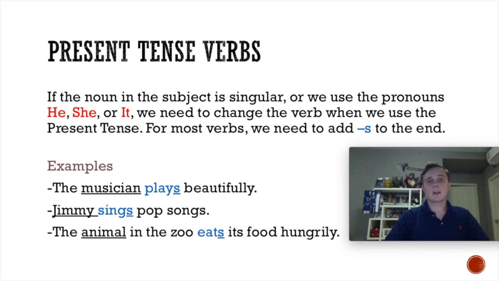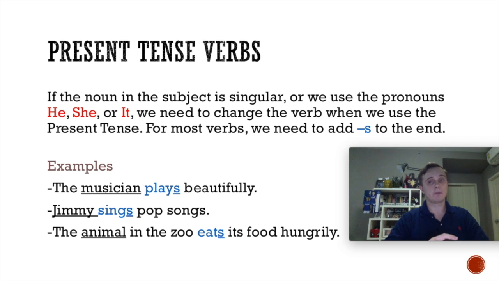Now if the noun in the subject is singular, or if we're using the pronouns he, she, or it, then we do need to change the verb in the present tense. Now usually this is very simple. For most verbs, we just add s to the end of the verb. So, before we said the musicians play beautifully. But if there's only one musician, the musician plays beautifully. We add s to the verb play.